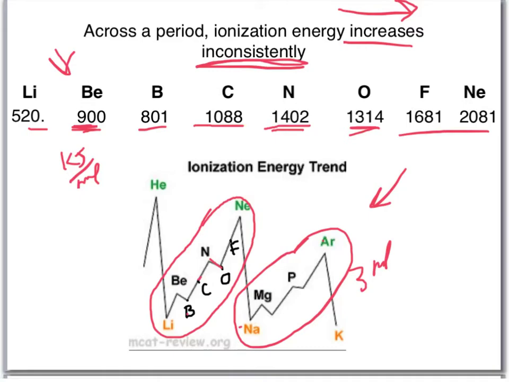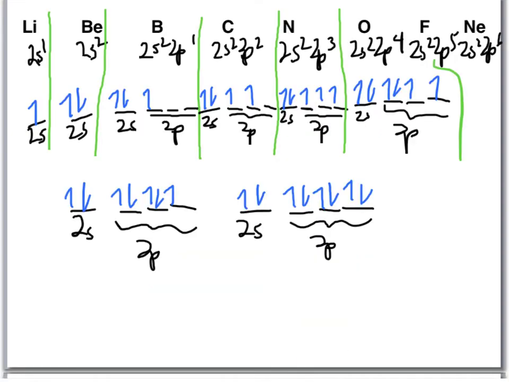So why does it not increase steadily? What's the deal as we move across the period? Why does ionization energy vary so much? I've tried as best as I could to show the valence electron configuration, the orbital diagrams, well, both really, as we go across the period, to explain why we have that inconsistency in ionization energy. It goes up, then it goes back down, and it goes up, and it goes back down.